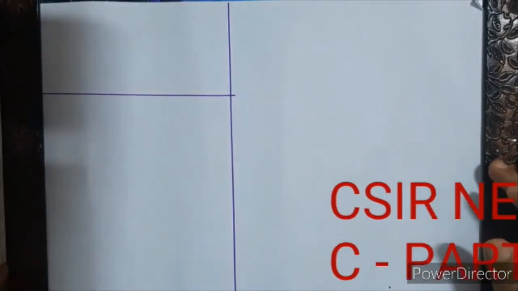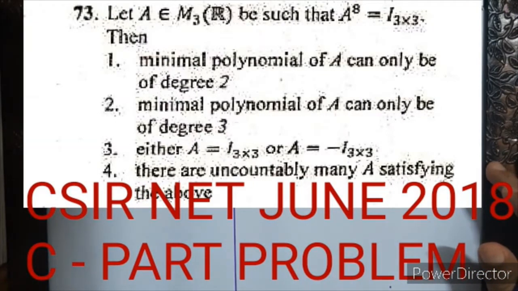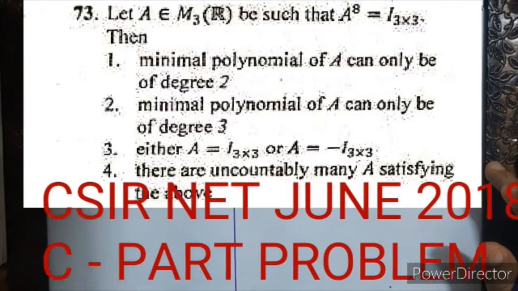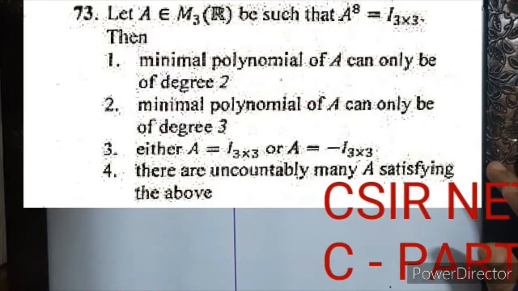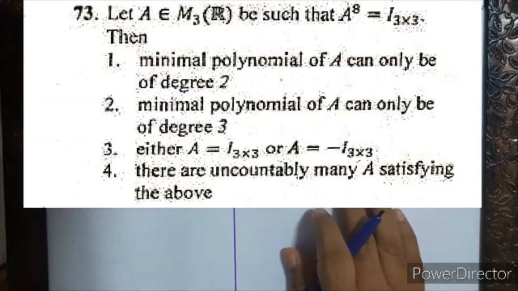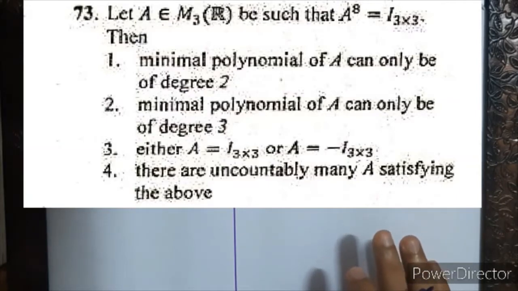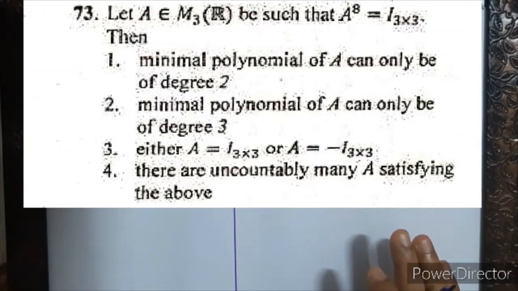Let A be a 3 by 3 matrix over R such that A raised to 8 is equal to the identity matrix. Then, option 1: the minimal polynomial of A can only be of degree 2. Second option: the minimal polynomial of A can only be of degree 3. Third: either A equals the identity matrix or A equals the negative of the identity matrix. And the fourth option is: there are uncountably many A satisfying the above.